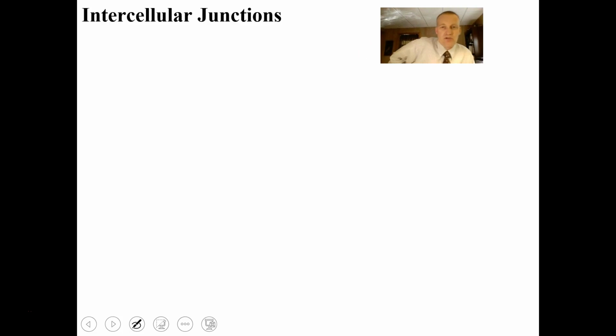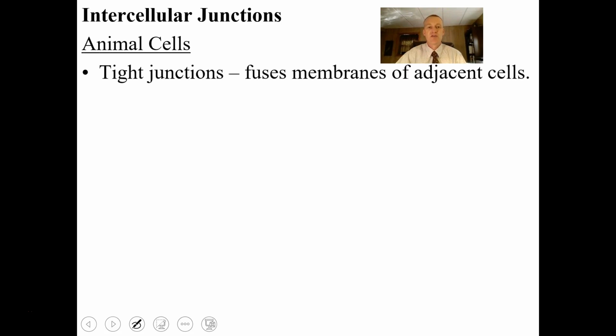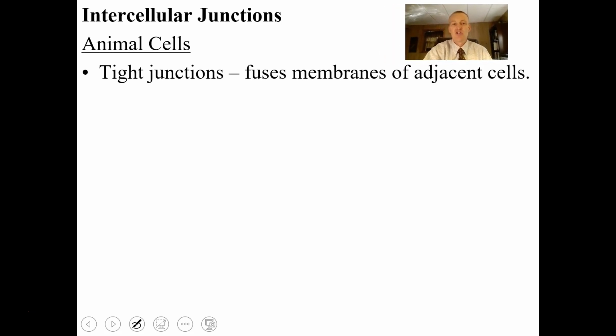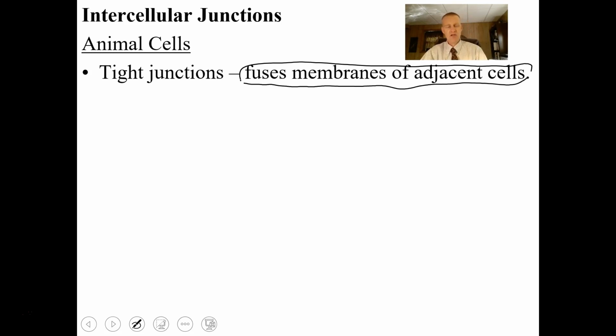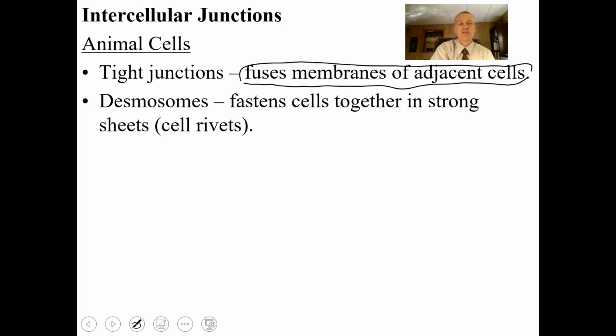Now, cells can be joined together in several different kinds of ways. I think you'll have to know 4 different kinds of ways they join together. One of the ways is called a tight junction. This is a junction between cells where the membranes of adjacent cells actually fuse together. So you make an impenetrable barrier between those cells that are adjacent to one another. A place you see a lot of tight junctions would be the urinary bladder and the intestines, because you don't want urine leaking into your body, and you don't want bacteria coming into your body through gaps in cells.